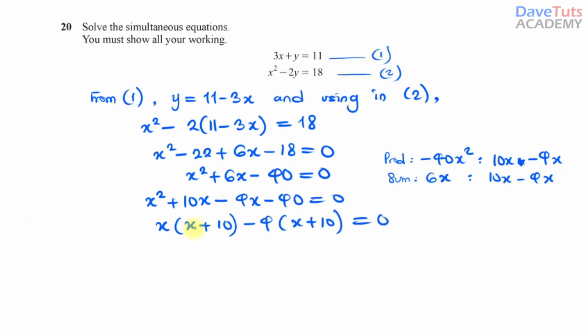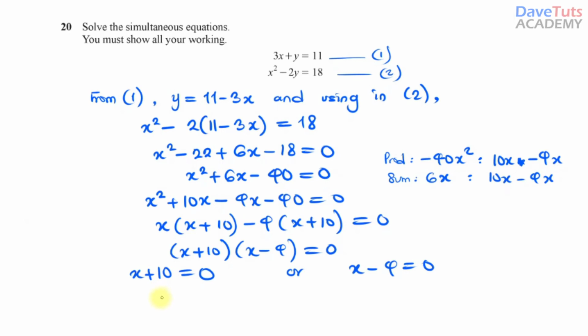Now in this expression, x plus 10 is common, so if I have x plus 10 here, then in the first term I have x remaining, in the second term I have minus 4 remaining, is equal to 0. So this will warrant that either x plus 10 is 0, or x minus 4 is 0, in which case x will be minus 10, or x will be 4.